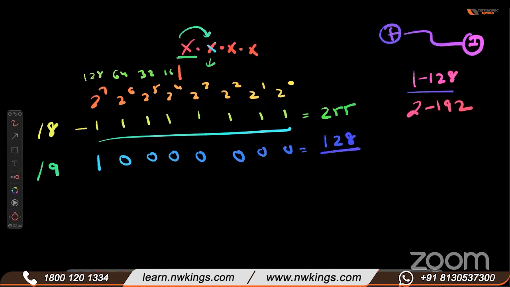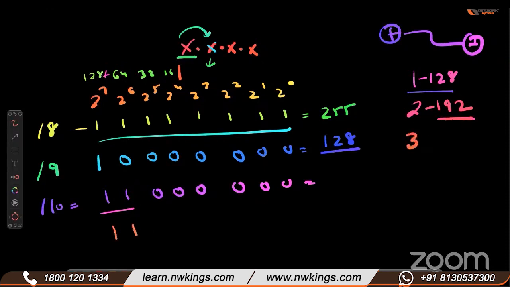Now if you take 10, what do you have to take? You have to take 2 bits more, right? So for 2 bits, if you add 128 and 64, you get 192. Now for 3 bits, if you add 128, 64, 32, you get 224.